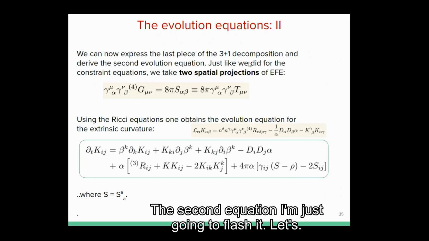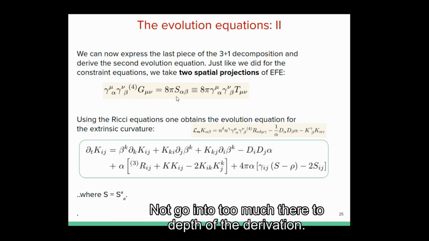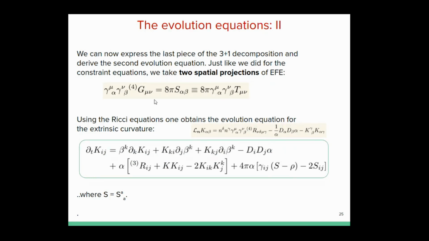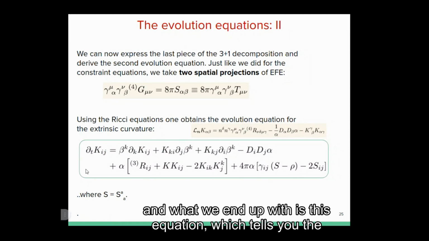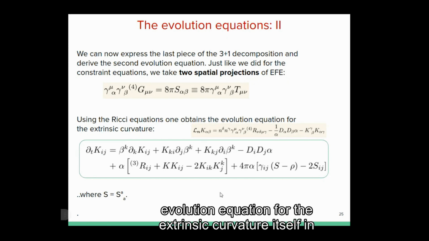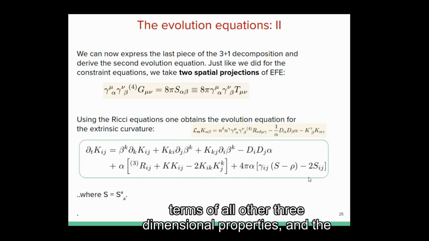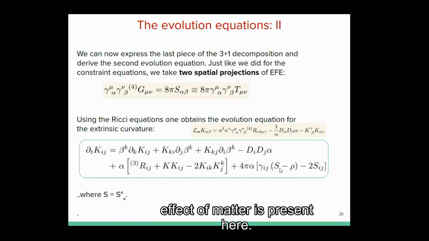The second equation, I'm just going to flash it. Let's not go into too much depth with this. The derivation of this can be quite lengthy, but effectively it's coming from two spatial projections of Einstein's tensor. What we end up with is this equation, which gives you the evolution equation for the extrinsic curvature itself in terms of all other three-dimensional quantities. And the effect of matter is present here.